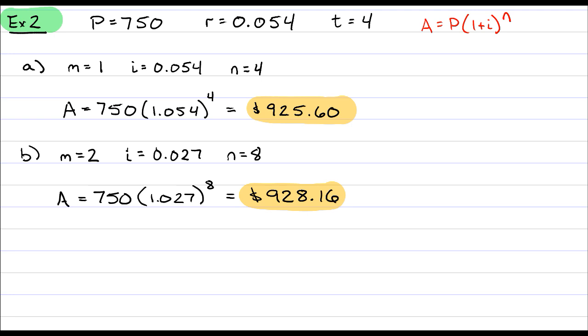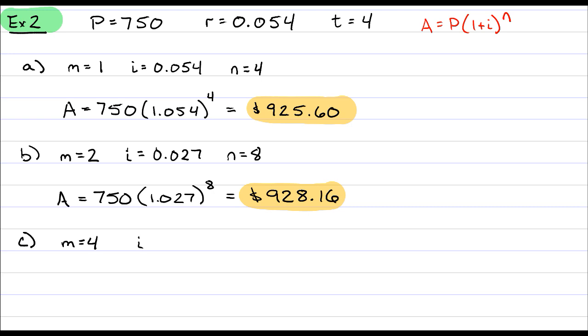Okay. So now, let's move on to Part C. In Part C, we are accumulating interest quarterly. So there are 4 quarters in a year, so M is 4.